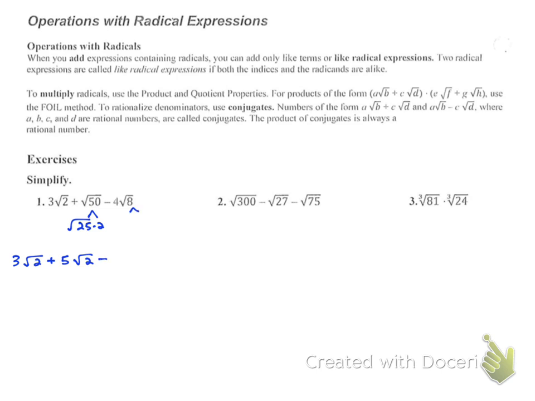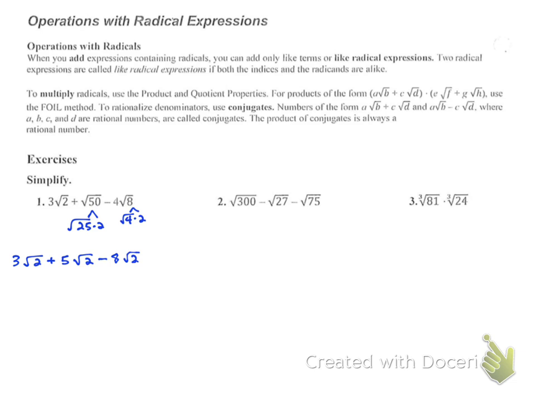Then 4 times the square root of 8. We can simplify 8 to 4 and 2. 4 is a perfect square, so we can take out a 2. We need to multiply that 2 to the 4. So that'll be minus 8 times the square root of 2.